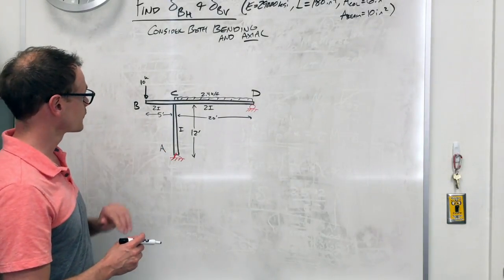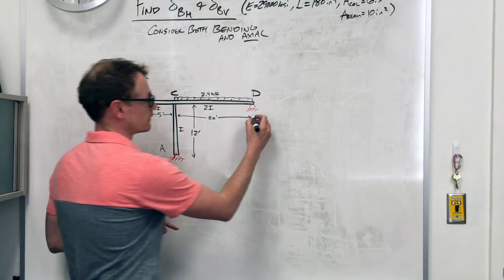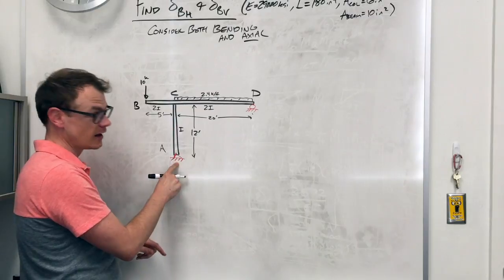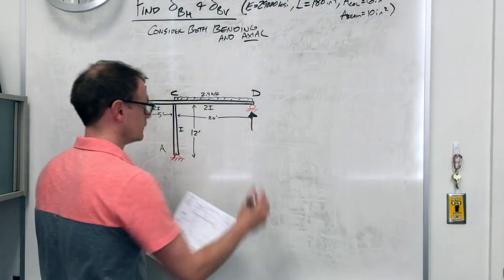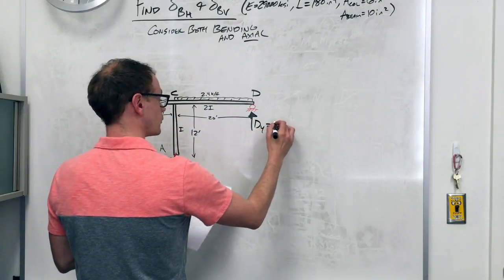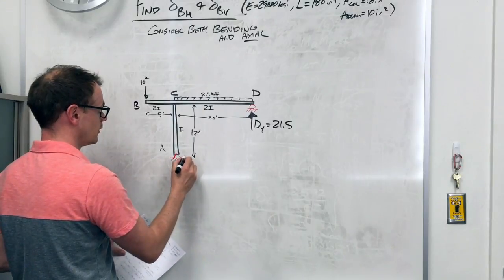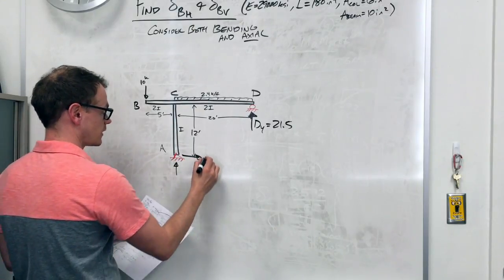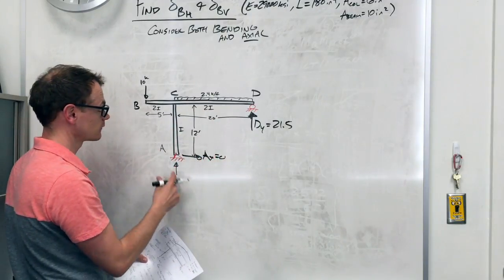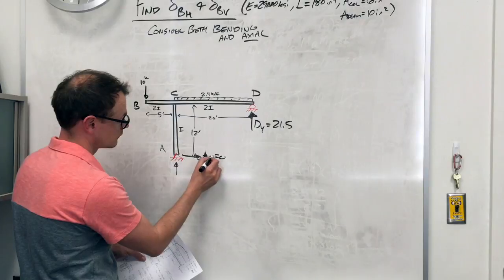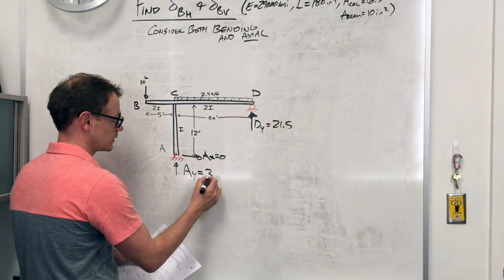Okay, so here we've got this simple loading. If I sum moments about A, I can get this reaction, Dy, which is 21.5. And then from sum of forces in x and sum of forces in y, I can find that Ax is 0. That's no surprise, because there's no applied load in the x, so there should be no reaction in the x. And Ay ends up being 36.5.